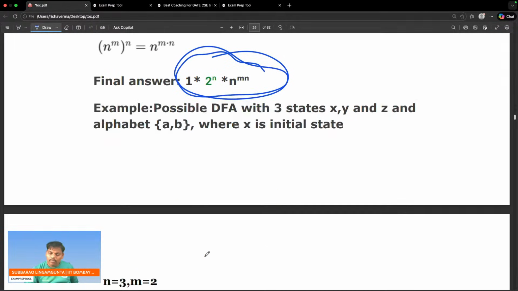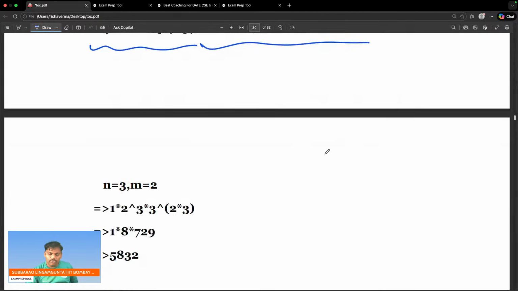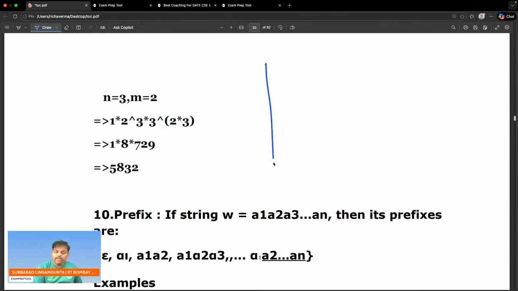Now I think I gave the same problem: 3 states x, y, z, and alphabet is a, b, where x is the initial state. If you observe clearly, the number of states is 3. Okay. Alphabet is 2. Okay, that is also okay.